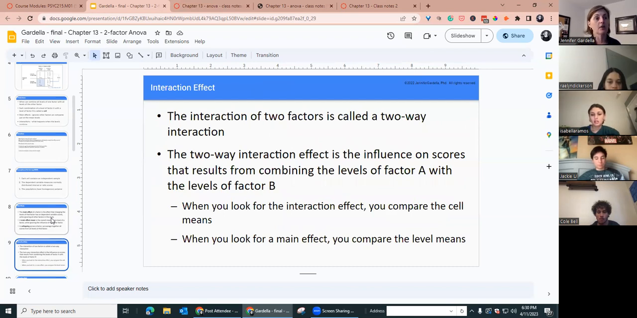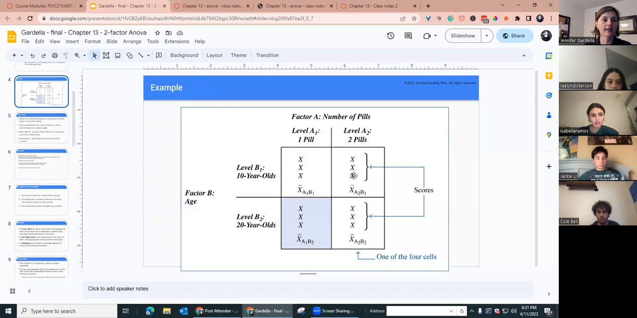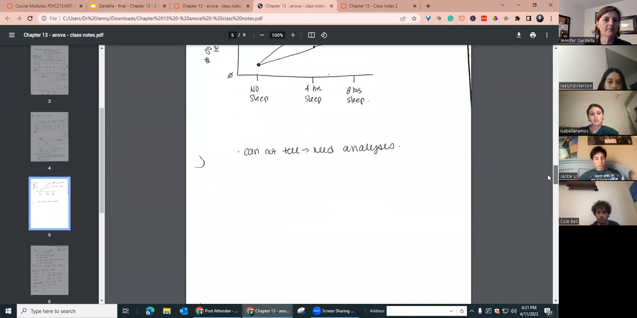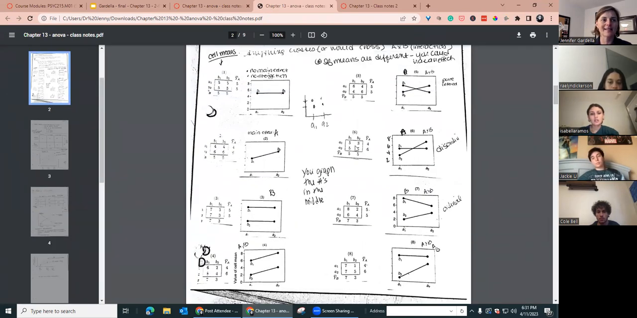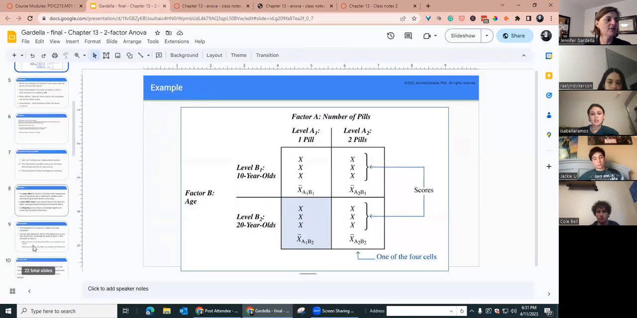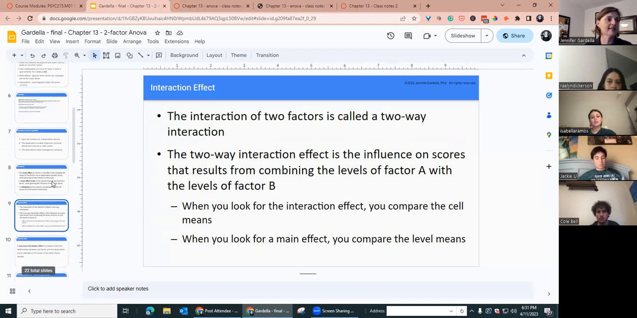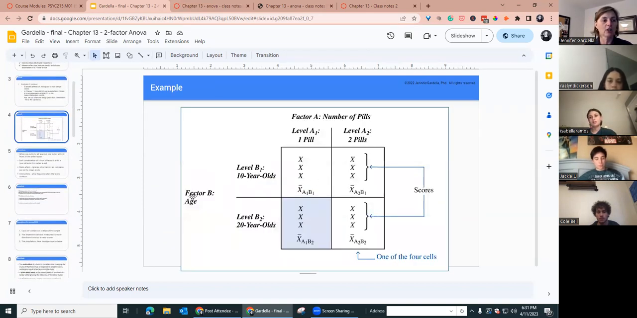Two-way interactions, that's what we're calling these. So when you have two factors and they're interacting, you have a two-way interaction. And when you look for the interaction effects, you're comparing all of the cell means, which kind of makes sense with what we saw over here. The interactions are based on cell means. But when we are looking at the main effects, then we're just looking at the level means. So it's really important to get this down. When you're looking at a main effect, like, is there a difference between 10 and 20-year-olds, you're looking at the mean over here across both levels of A.